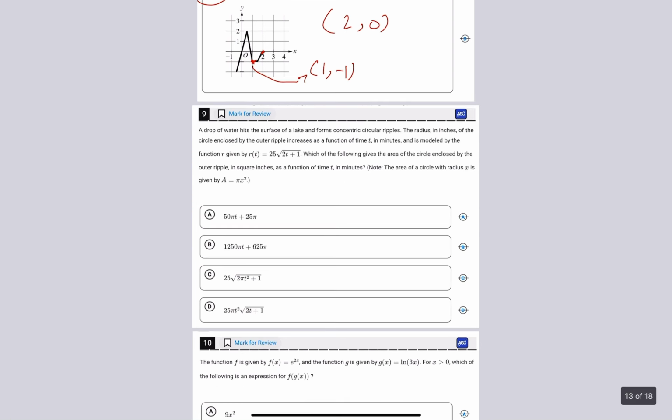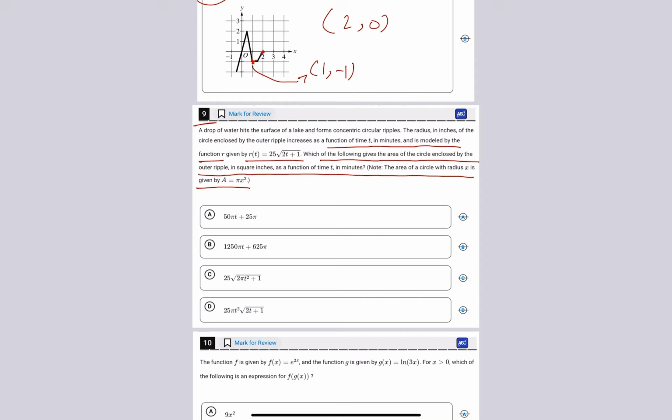Okay, moving on. The next one, we have question number 9. A drop of water hits the surface of a lake and forms concentric circular ripples. The radius in inches of the circle enclosed by the water ripple increases as a function of time t in minutes and is modeled by the function r given by r of t, which is the following. Which of the following gives the area of the circle enclosed by the outer ripple in square inches as a function of time t in minutes? Note the area of a circle with radius x is given by the following.